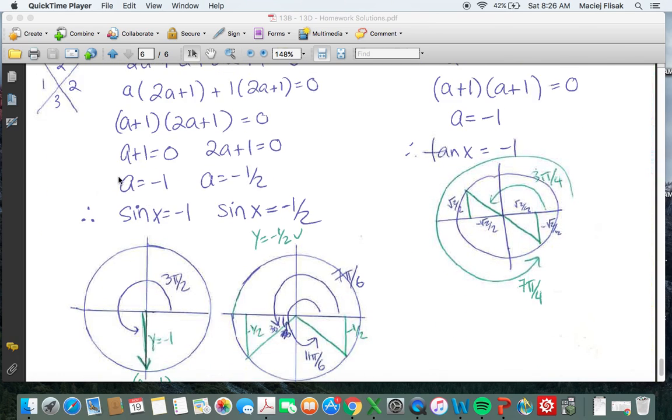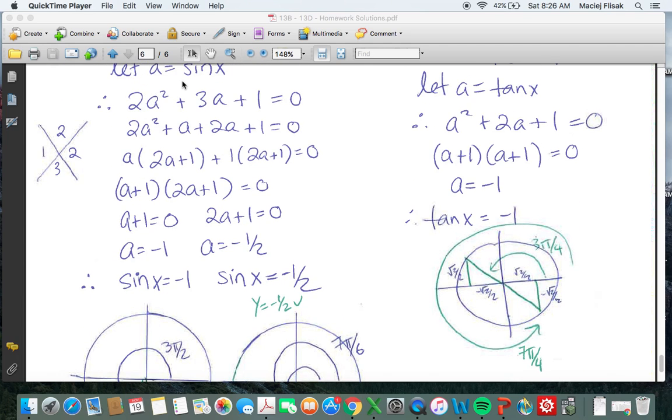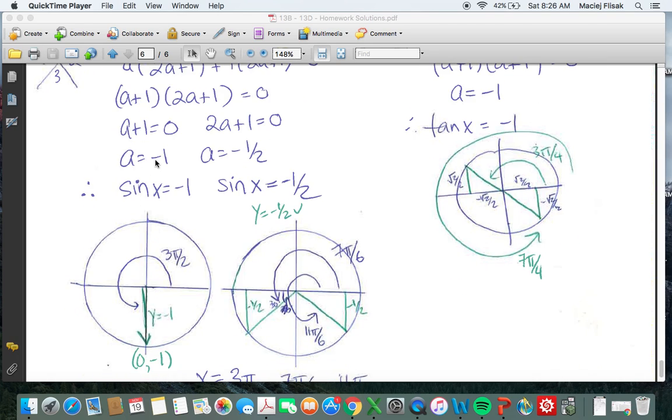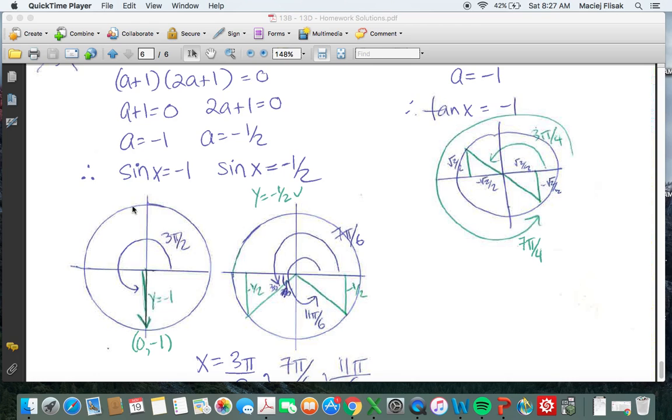And again, a is not really what we're dealing with. In the beginning, we let sine x equal a, so we're going to put sine x back in here. Sine x equals -1, and sine x equals -1/2. So we're looking for sine, which is a y value of -1. There's only one place on the unit circle where y is -1. So this is the only spot where y equals -1. And there's a few spots on the unit circle where y equals -1/2. So I go here, here's a y of -1/2, here's a y of -1/2 also. Two locations for that.